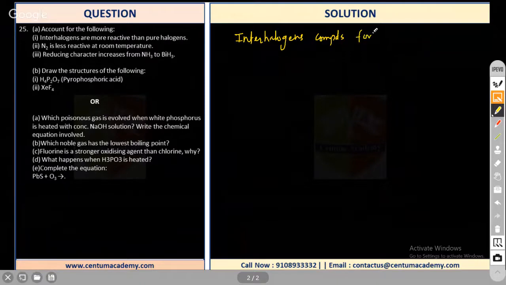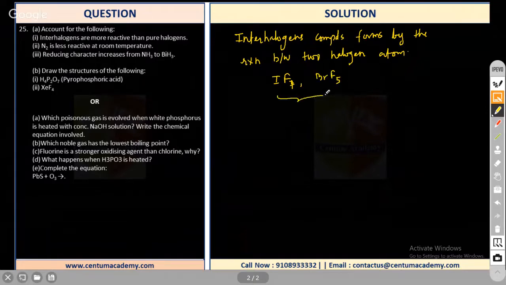Interhalogen compounds form by the reaction between two halogen atoms. Example also you can write down IF7, right? BrF5. All these are interhalogen compounds. There are many other compounds you can write down. So these are the interhalogen compounds formed by the reaction between two halogen atoms.